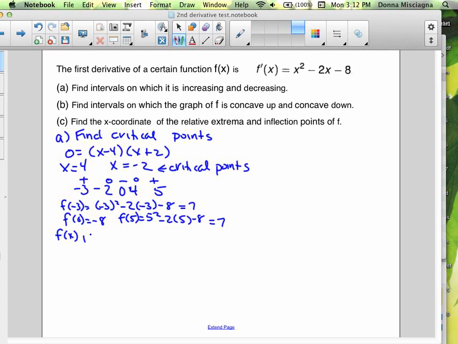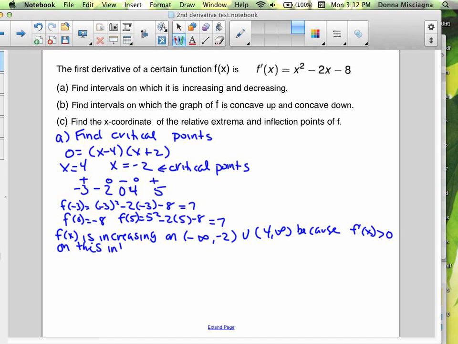All right, so f of x is increasing on negative infinity to negative 2 and 4 to infinity, because f prime of x is greater than 0 on these intervals.